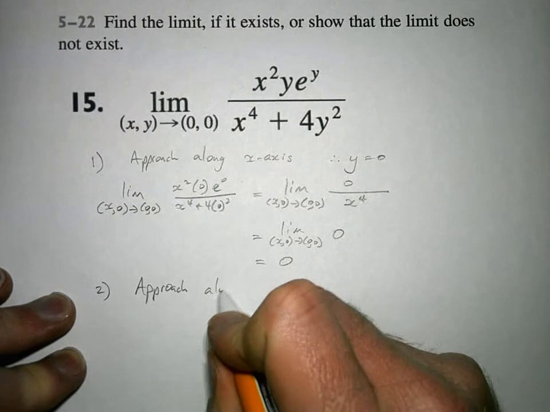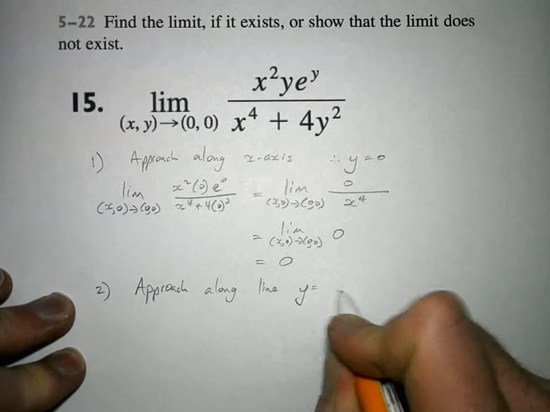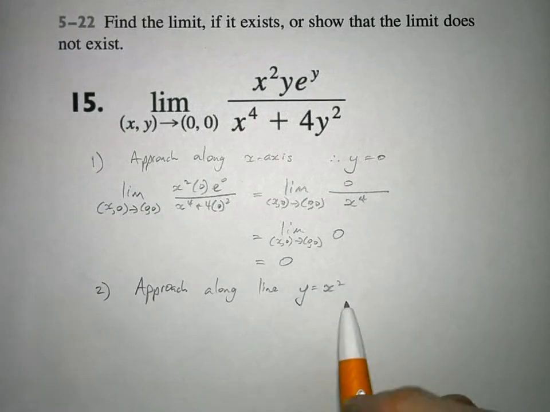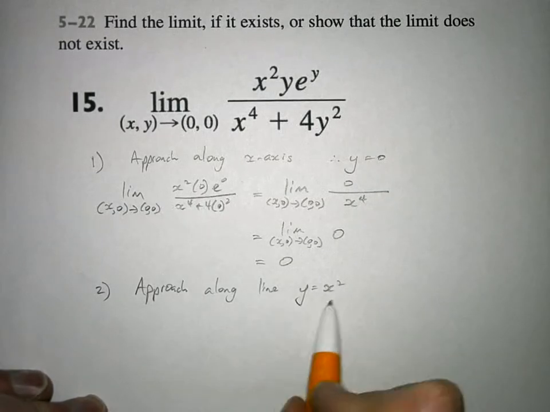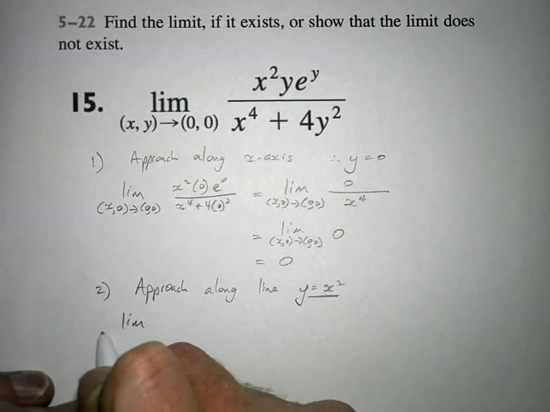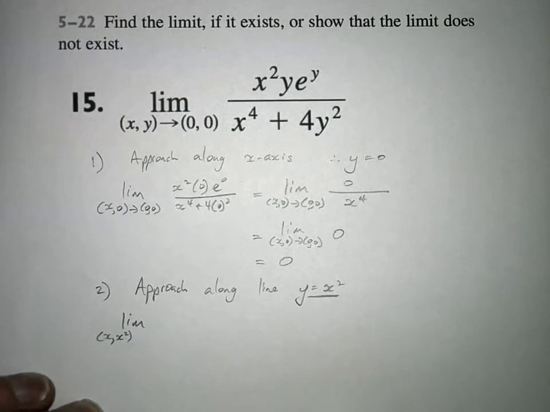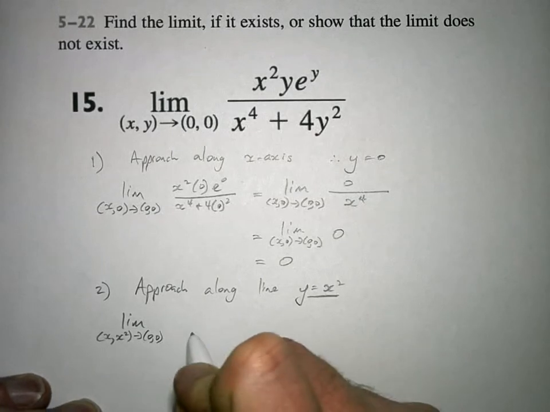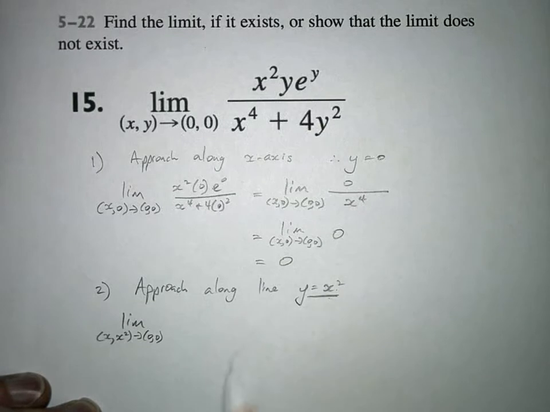So we're going to approach along the line y is equal to x squared. Yes, always try x squared, x cubed, maybe even x to the 4. I think there's one exercise that uses that. So we're going to approach along y is equal to x squared. That means our limit now becomes, instead of (x, y), we've got (x, x squared), which shows that we're approaching along that curve as that approaches (0, 0). And again, in our function, wherever we see a y, we can replace it with x squared.